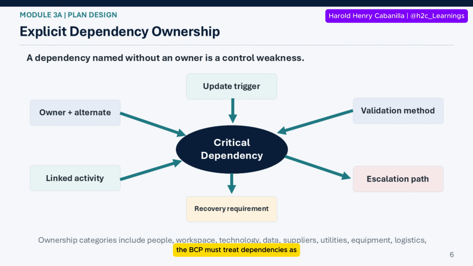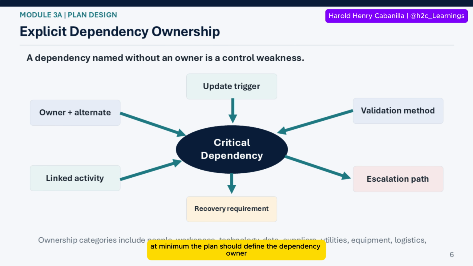The BCP must treat dependencies as controlled recovery requirements, not as passive lists. A dependency named without an owner is a control weakness. Critical activities rely on people, workspace, technology, data, records, suppliers, utilities, equipment, transport, logistics, regulatory or contractual interfaces, and communication channels. If these dependencies are merely listed, the plan may look complete while still being operationally weak. The baseline requires each critical dependency to have ownership.